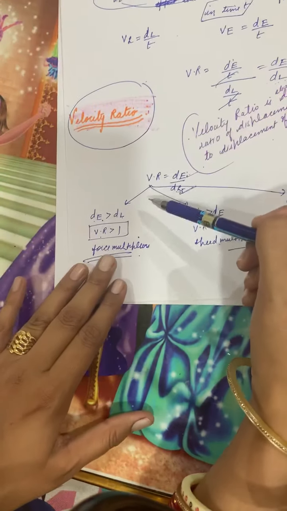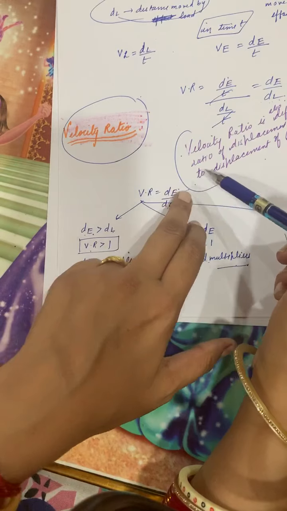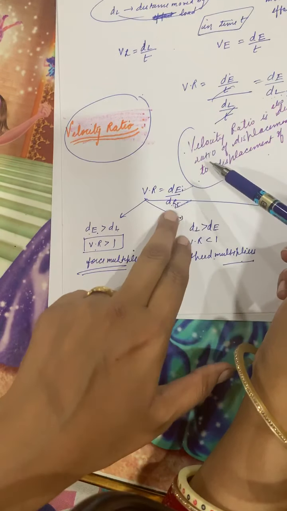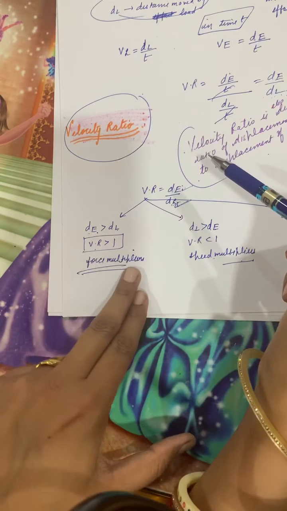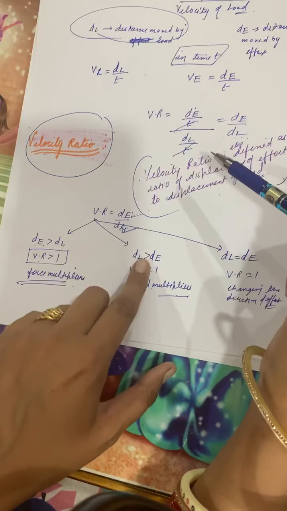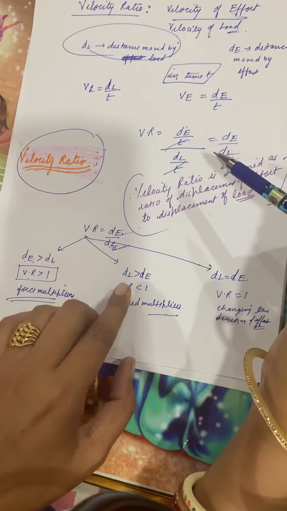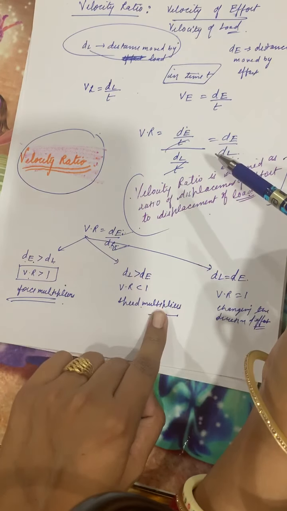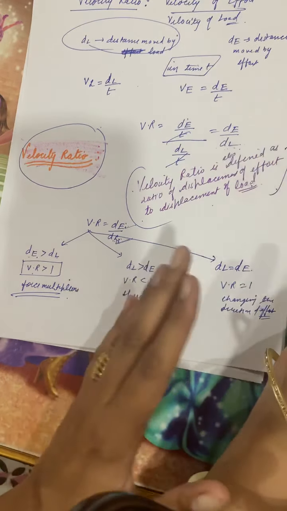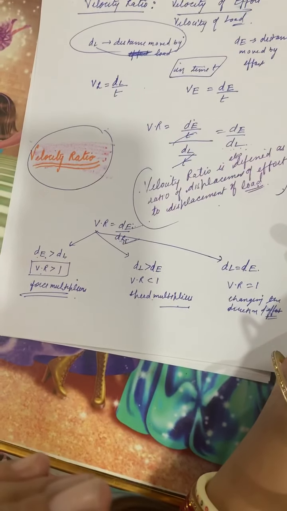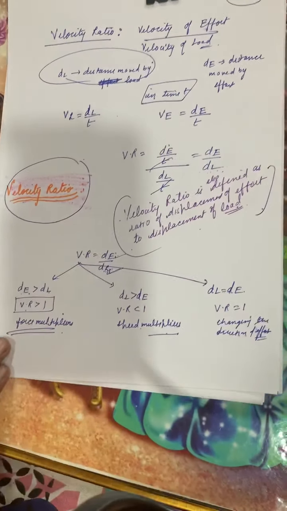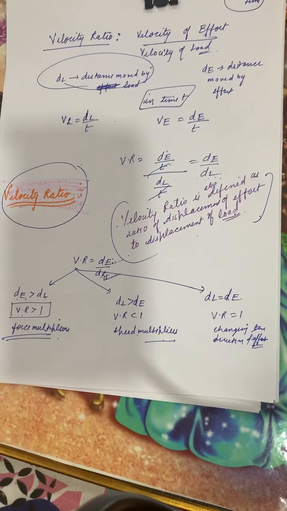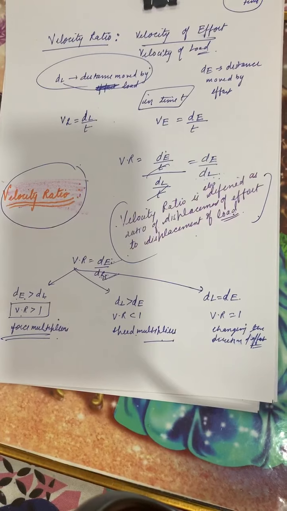If suppose, see students, here you are having more displacement of effort, but displacement of load is lesser, then that machine will act as force multiplier. Where displacement of load is more than the effort, that machine will act as speed multiplier. And when both are equal, only the direction of effort applied is changed. See students, velocity ratio also does not have any unit. There is no unit for the velocity ratio.